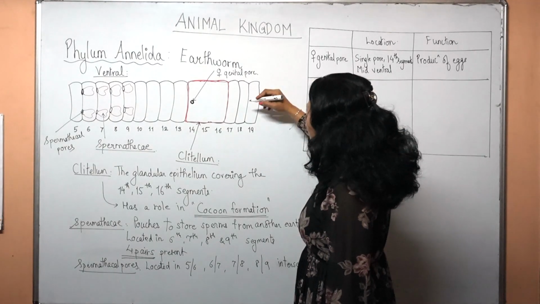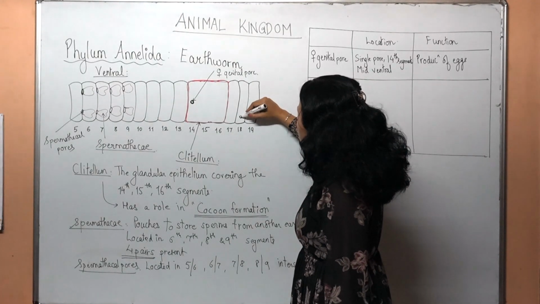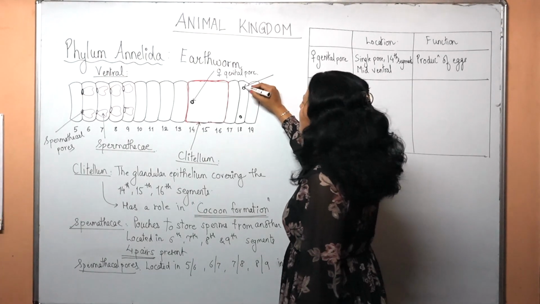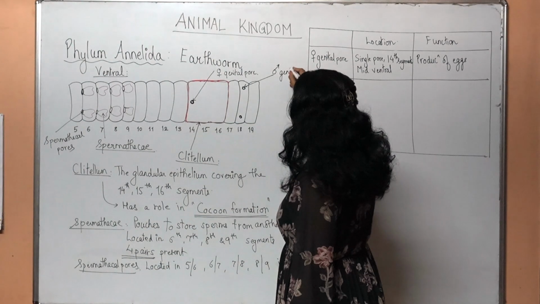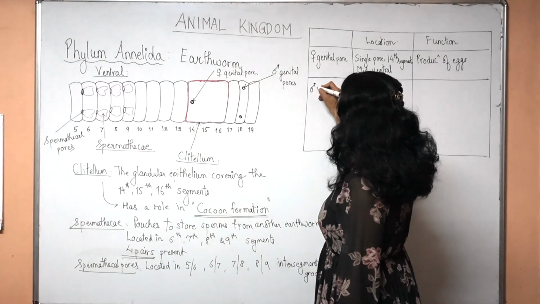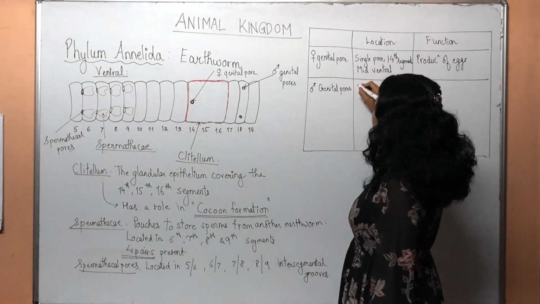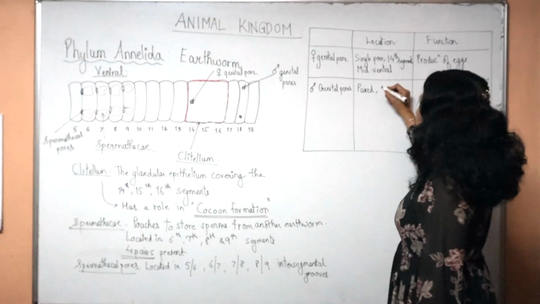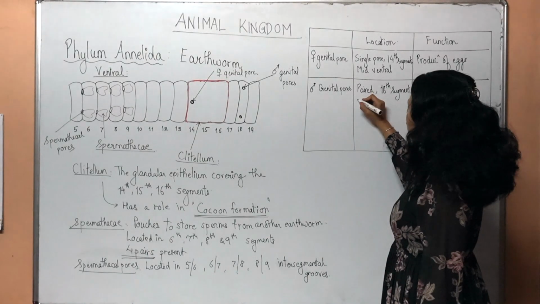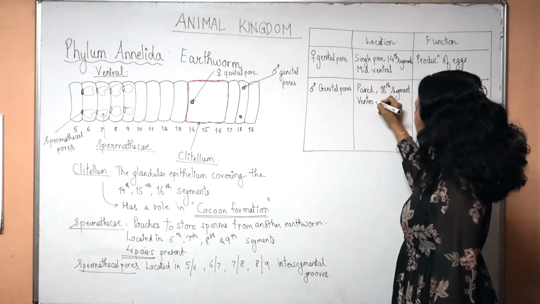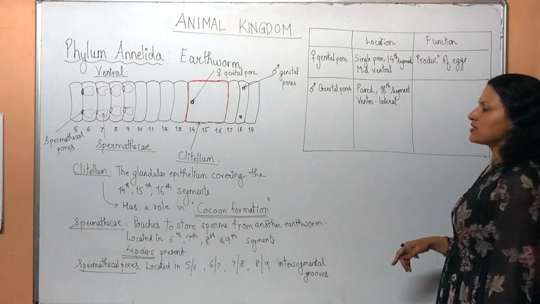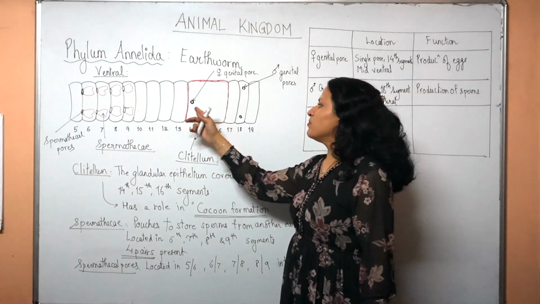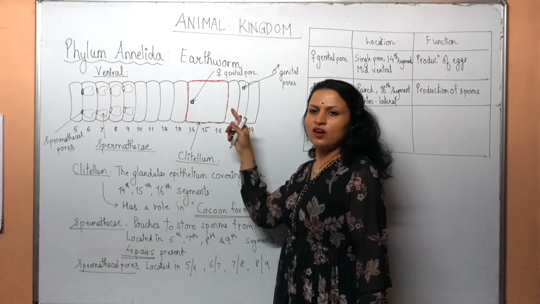Then the male genital pores are found in the 18th segment. The male reproductive system will open through 2 male genital pores. Let's write down about male genital pores. They are paired, not single as in the female genital pore. They are found in the 18th segment, and the location is ventrolateral. Ventral side, and on the lateral side, ventrolateral. Function is production of sperms. So this is where the female and the male reproductive systems will have their openings.